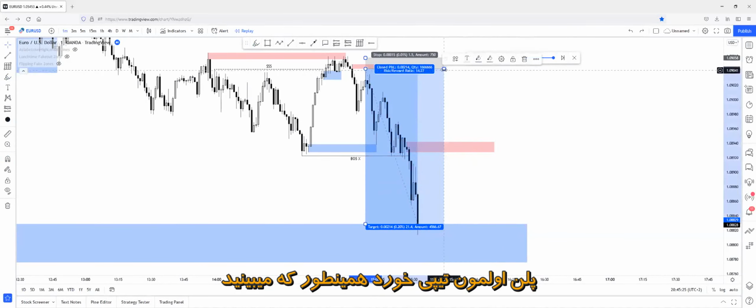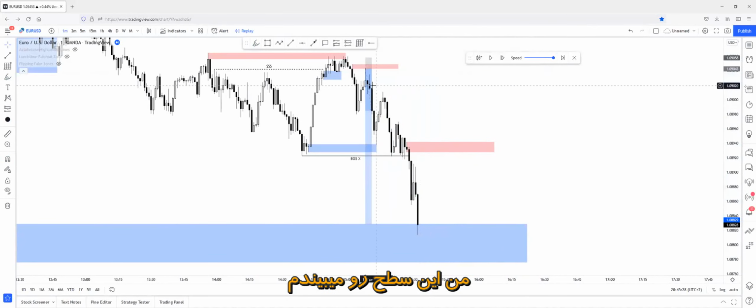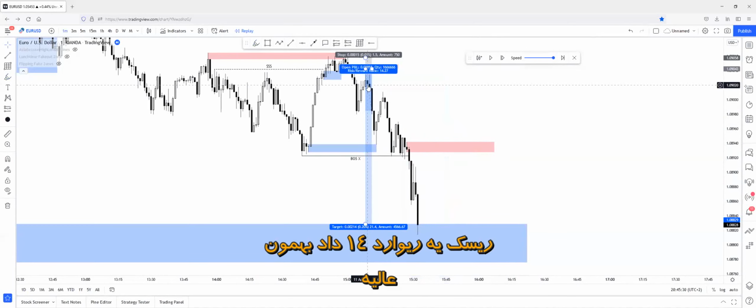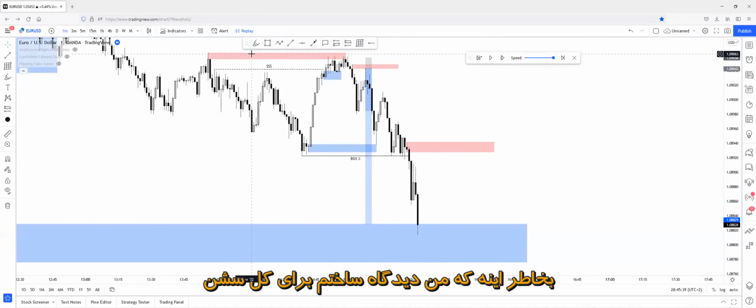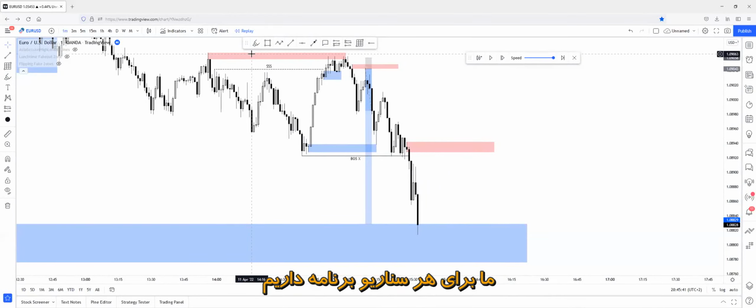The first trade did hit TP, as you can see. I will just close this zone. The risk reward ratio was 1:14. Perfect. So we have another plan. That's why we have built a plan. That's why we built a narrative for the whole session. We had a plan for every single scenario.